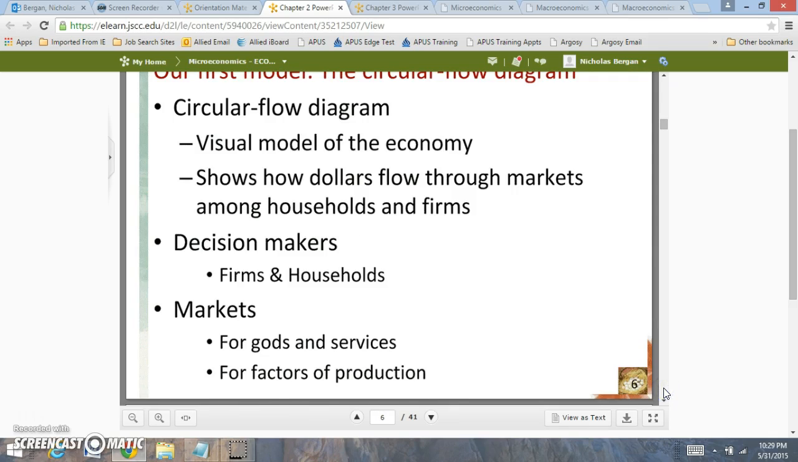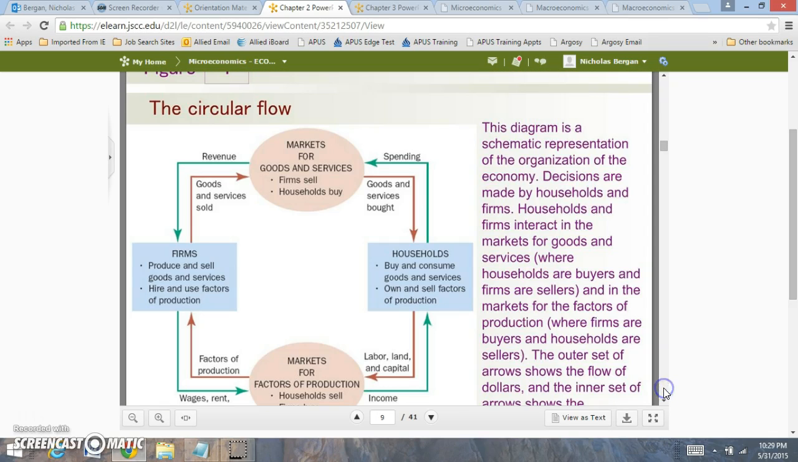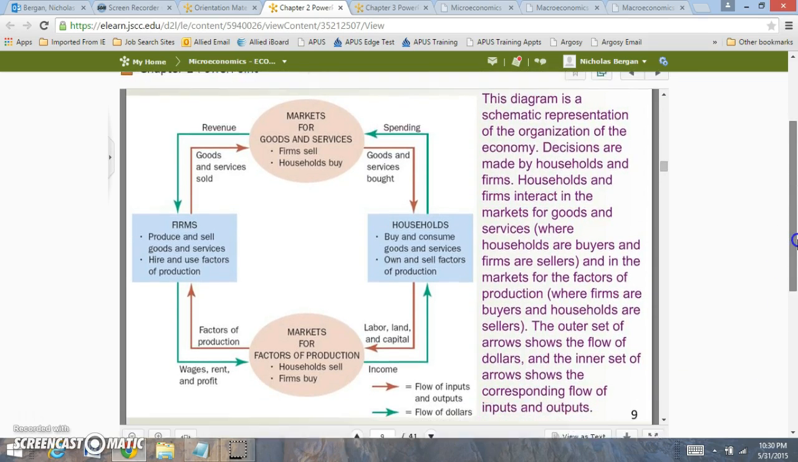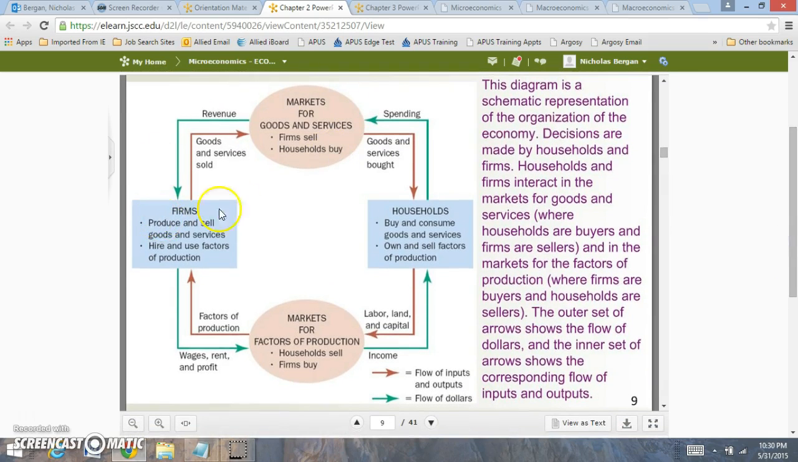And I want to show a certain model, which is called the circular flow diagram. In the circular flow diagram, we're trying to connect two different groups: firms and households. They interact in two different markets. They interact in the market for goods and services and the markets for factors of production. Now, the factors of production are where land, labor, and capital are sold. The people that own the land, labor, and capital are the households.